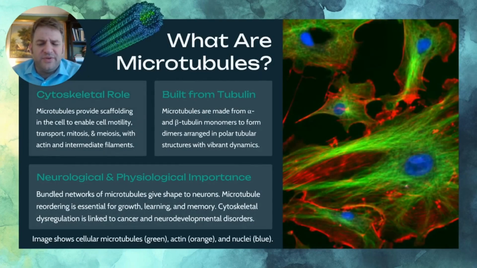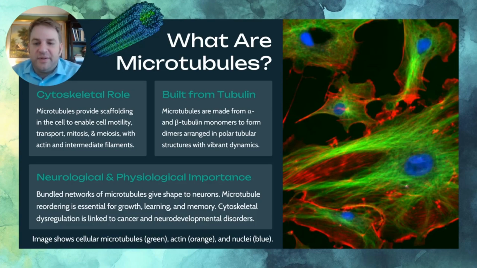So what are microtubules really? You can see here in this lovely fluorescence microscope image, the microtubules of the cell have been stained in green. The actin is in orange. These are the two main components of the cytoskeleton of the cell. And the nuclei, of course, are very recognizable in blue.